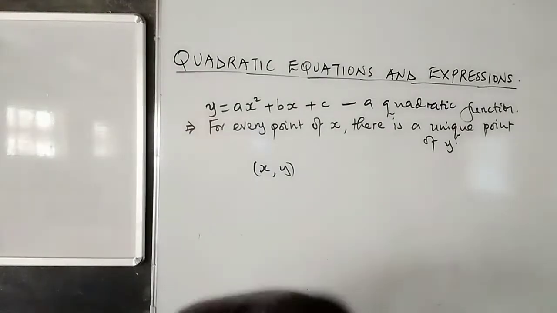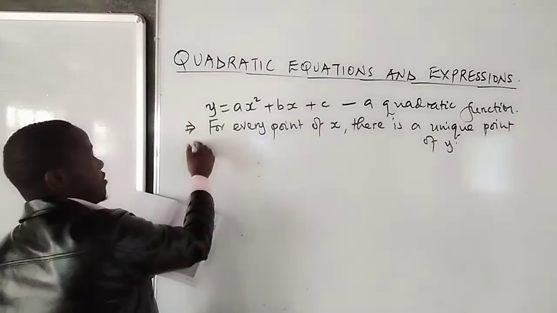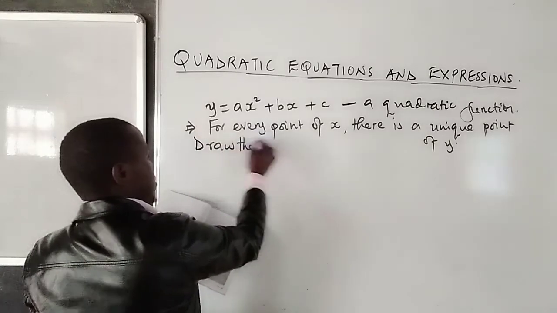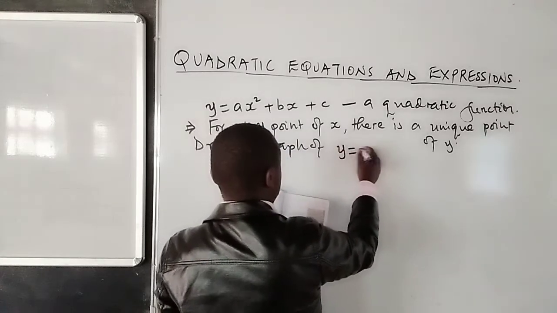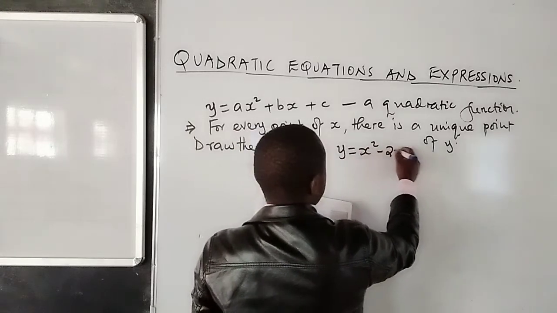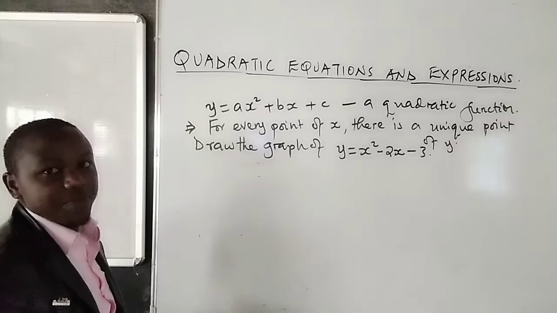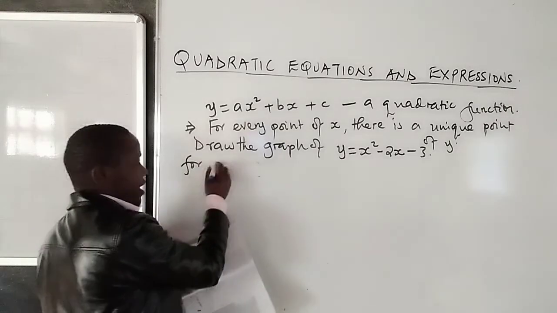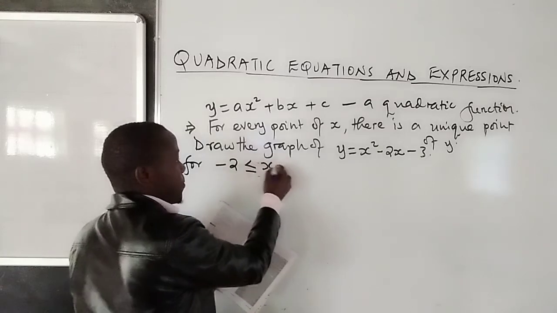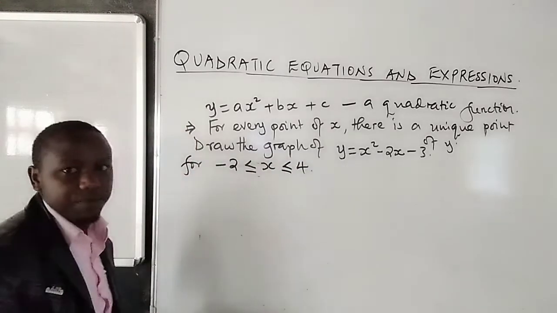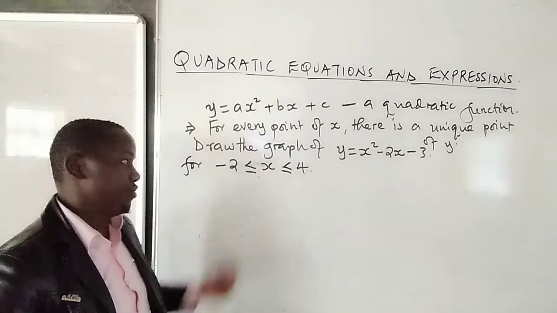For example, draw the graph of y equals x squared minus 2x minus 3 for the values of x between negative 2 and positive 4, x ranging between negative 2 and positive 4. Plot a graph of this function.